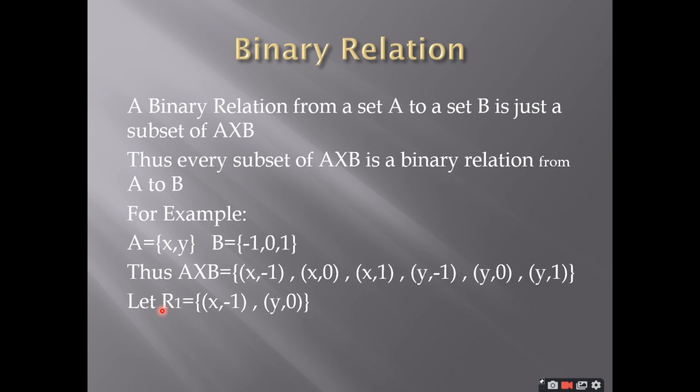Let's find their relation R1. In a relation, we write any collection of the ordered pairs. So I have taken the ordered pairs (x, -1) and (y, 0). You can take any collection of ordered pairs because a binary relation is a subset of A cross B. Thus, R1 is a binary relation of A cross B.